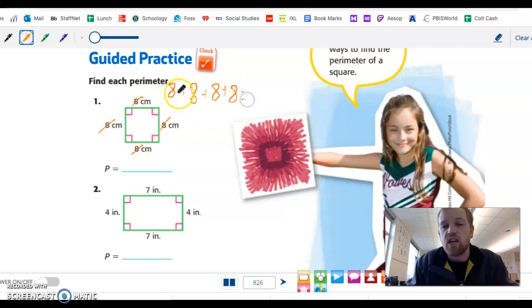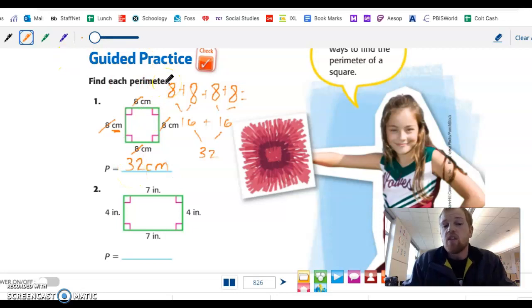I know that 8 plus 8 equals 16. Same over here, 8 plus 8 equals 16. Then when I add them together, I know that 16 plus 16 is 32. So my total distance around the outside would be 32. Now I need to check my unit, and if I take a look here, I do see that my unit is cm. Cm stands for centimeters, so I'm going to put that cm down here. My distance around would be 32 centimeters.